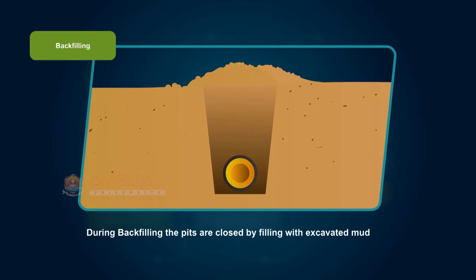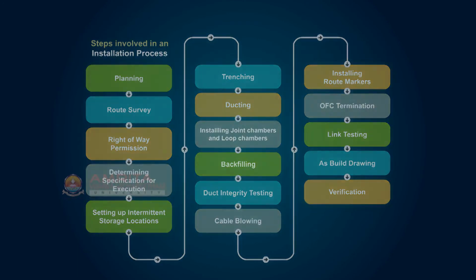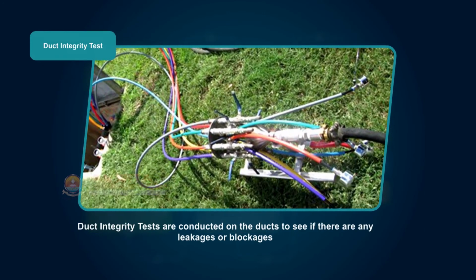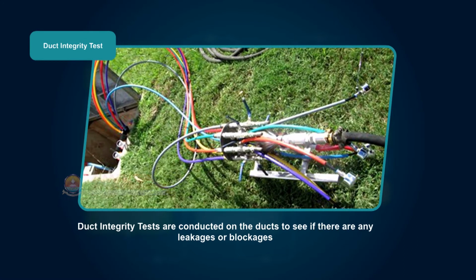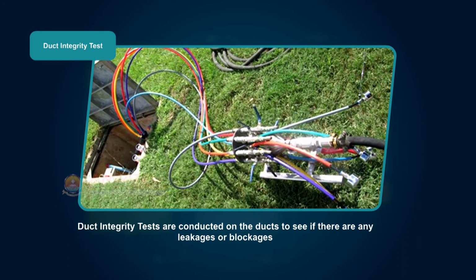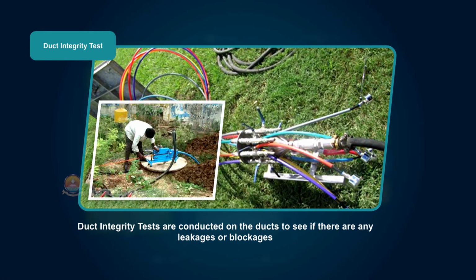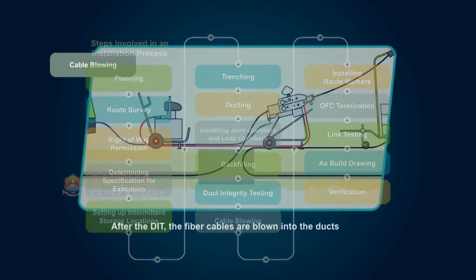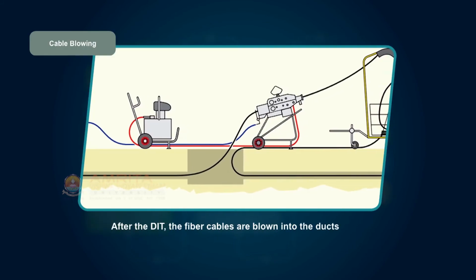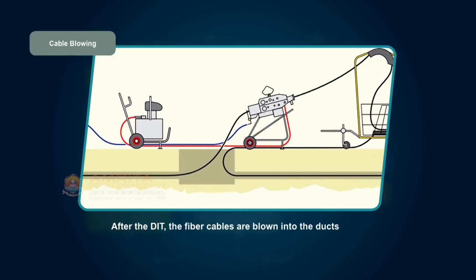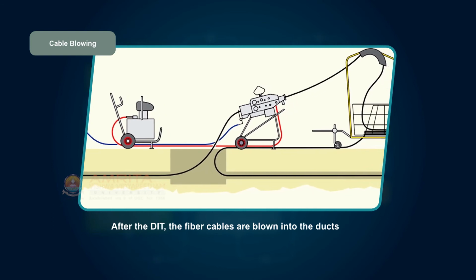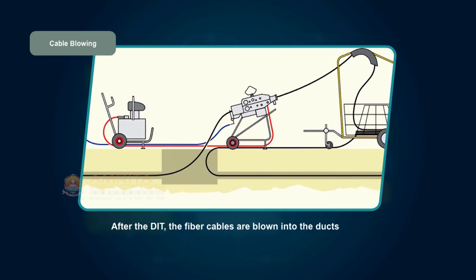Backfilling. During backfilling, the trench pits are covered back by the excavated mud. Duct integrity test. A series of tests called DIT or duct integrity tests are conducted on the ducts to see if there are any leakages or blockages. Cable blowing. After the duct integrity tests, the fiber cables are blown into the ducts. This process is known as cable blowing.